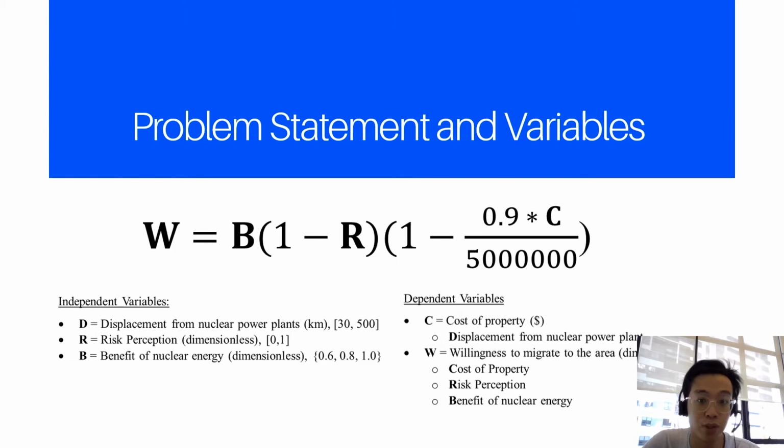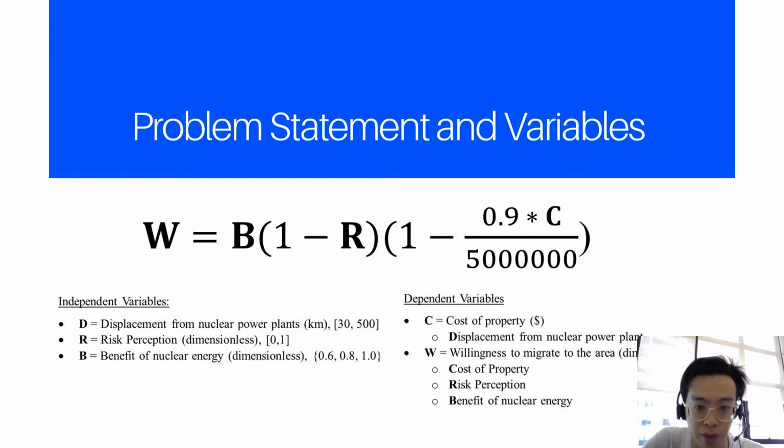So this is our problem solution as well as the variables. We start off with the independent variables. D is the displacement from nuclear power plant in kilometers from 30 km to 500 km inclusive. Then R is the risk perception. This refers to the individual's risk perception between 0 to 1 and is dimensionless. So it's whatever the individual thinks of the risk of building a nuclear power plant. Then as well as the benefit of nuclear energy, dimensionless. This input only takes in three values: 0.6, 0.8, and 1.0. This is to simplify our model.